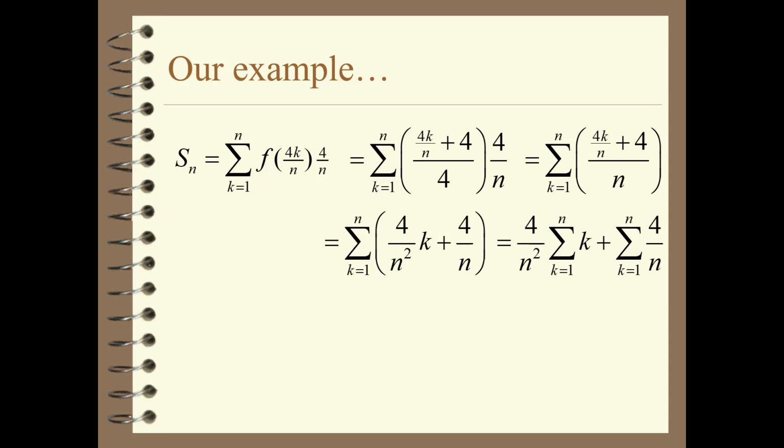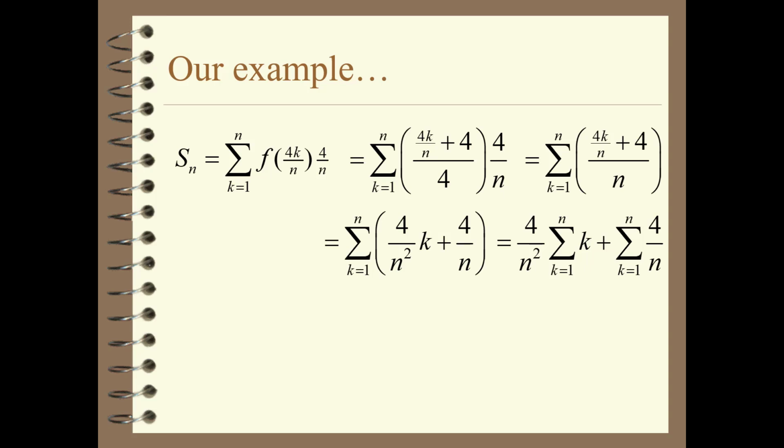Next, go ahead and distribute the summation through like you always would. You'd have a summation being distributed through a constant multiplication of 4 over n squared, so that would come out. You would then have the summation of the k, plus the summation applied to the constant, 4 over n. We don't take that constant out. We'll just leave it there.